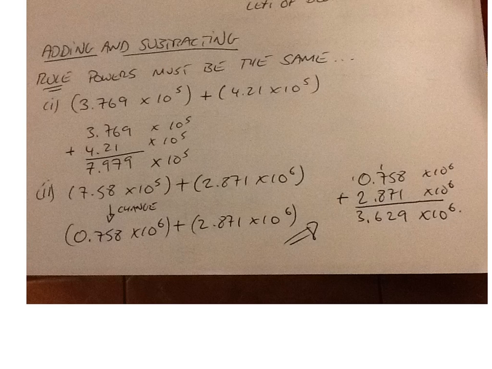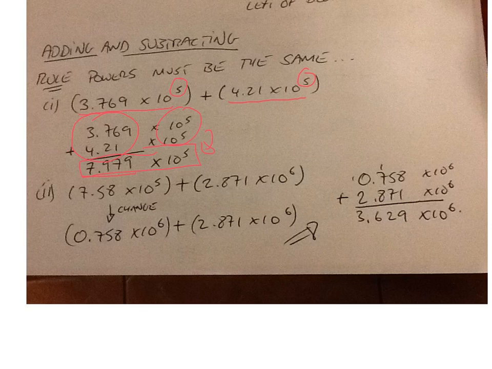So how do we add or subtract numbers written in scientific notation? Well, the rule is the powers, the 10 to this, must be the same. Okay, so if I have something like 3.769 by 10 to the 5 plus 4.21 by 10 to the 5, it's very straightforward. I just add this part of the number to get 7.979, and that's all by 10 to the 5. I don't actually do anything with these, but only note them here.